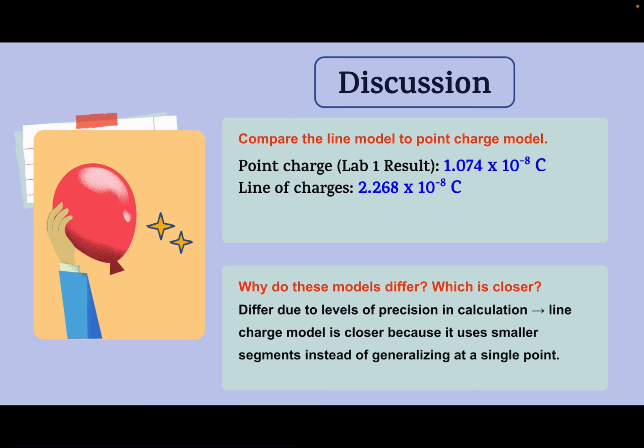this was the approach in Lab 1, but Lab 2 showed that this overgeneralized the charge distribution. The line of charges model is likely more accurate because it accounts for small charge segments along the tape's path rather than assuming all charge is concentrated at a single point. The difference in charge values between the two models arises from different levels of precision, with the line charge model offering a more realistic estimate.